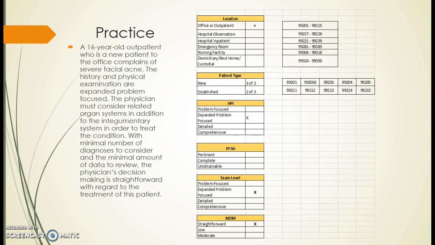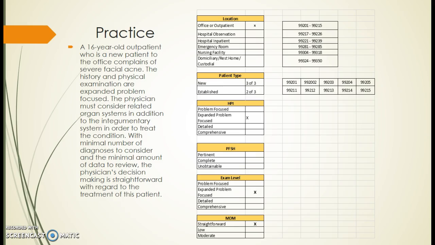And that is on page 8 also. So if you look at 99201, it's going to tell you that the 3 key components, and he's a new patient, so he has to meet all 3 of them. For 99201, it's problem focused history. Well, that blows that one out of the water right there because he has an expanded problem focused history. So we'll drop down to 99202.